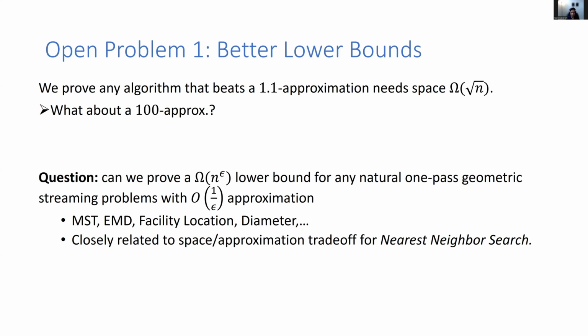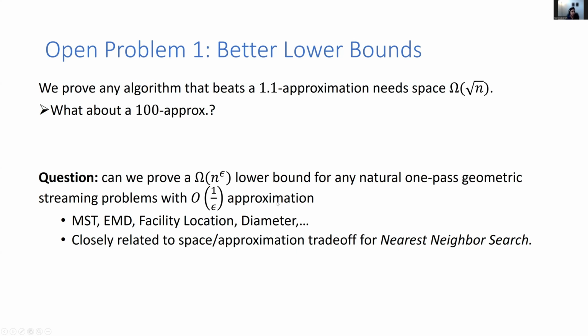If I allow the algorithm to make a single pass and get a large constant approximation, for example, this is the type of guarantee given by our algorithm, can we prove any lower bound? In particular, can we prove something like the following? For any epsilon, we can get an n to the epsilon space lower bound on an algorithm using one pass over the stream that achieves some approximation depending on epsilon, say 1/epsilon approximation.